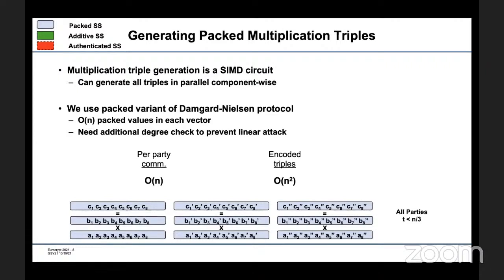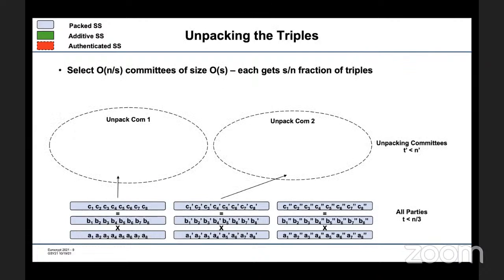Now we have these SIMD triples, but of course the question is, how do we use them? The problem is that we said we want to do general computation. We don't want to do SIMD computation, and yet what we now have are SIMD triples. And our observation is that you can actually unpack these triples at low cost by turning to the committee-based approach.